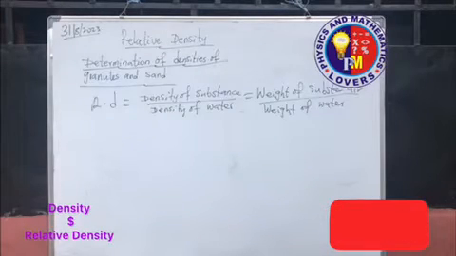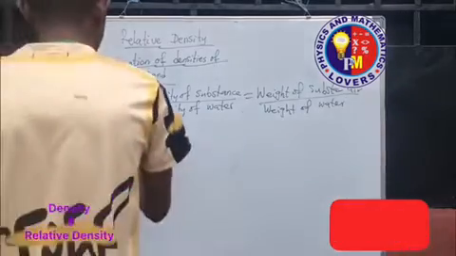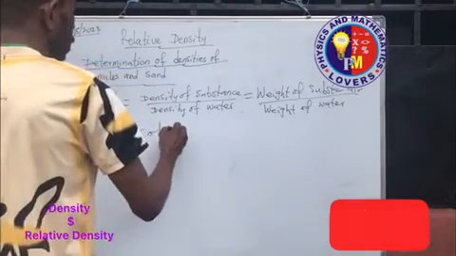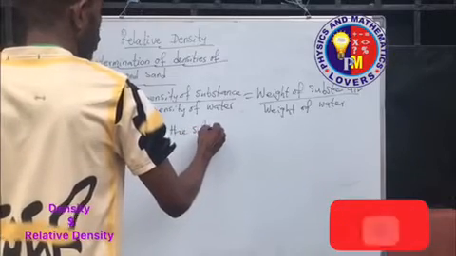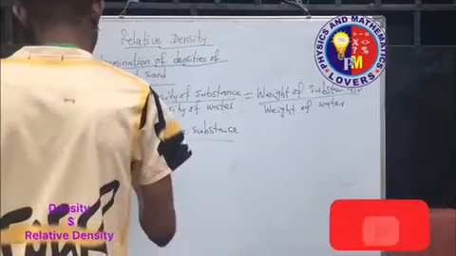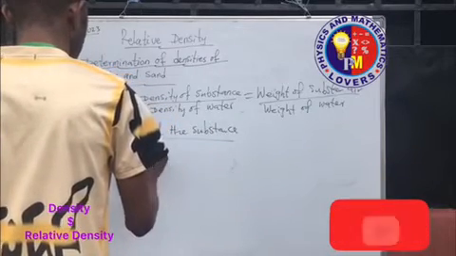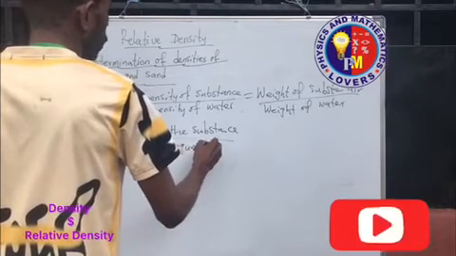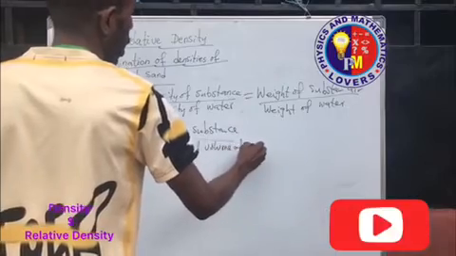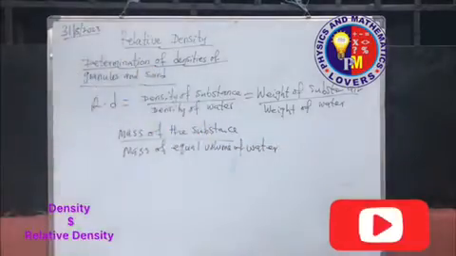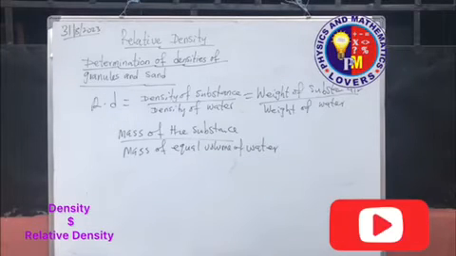And another way, since we are dealing with mass, we can also say that relative density is the mass of the substance in air all over the mass of equal volume of water. These formulas are used to calculate the relative density of a substance. It all depends on the parameters that are given to you. The relative density of a substance is the ratio of the density of that substance to the density of water.